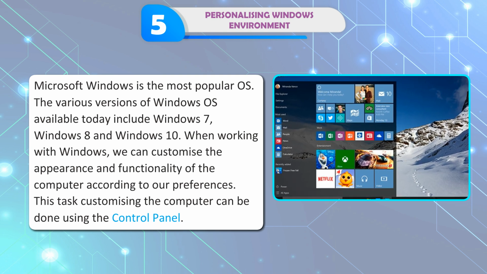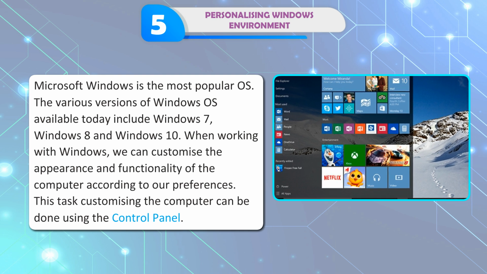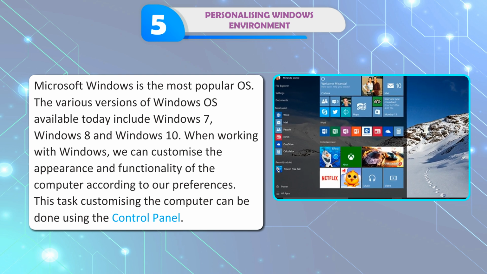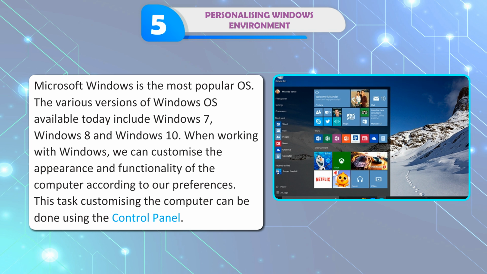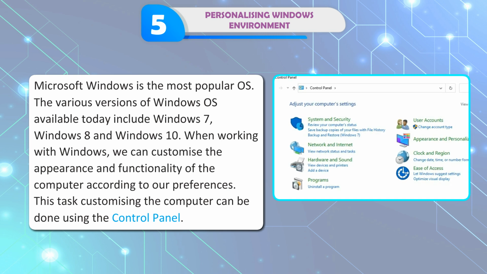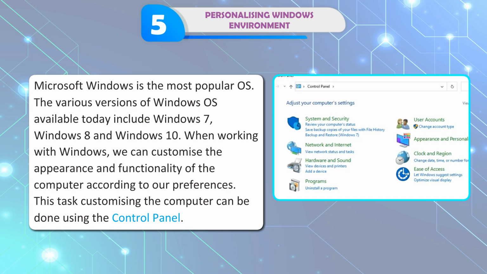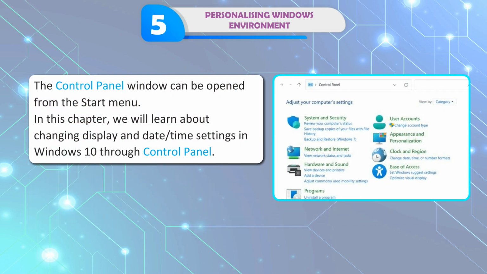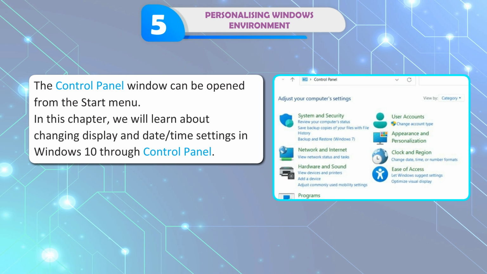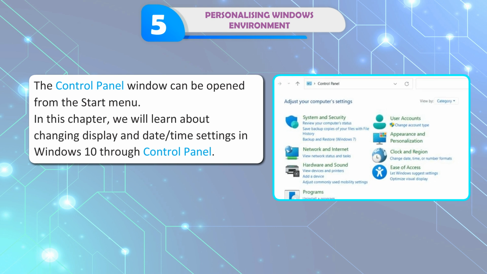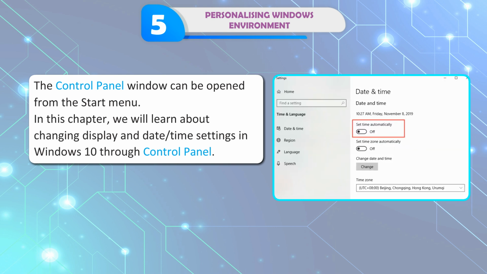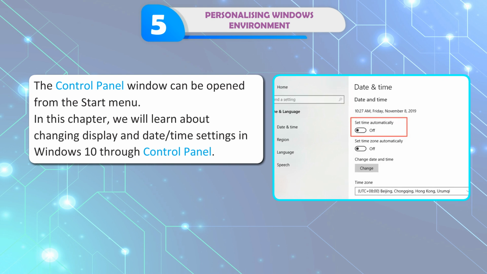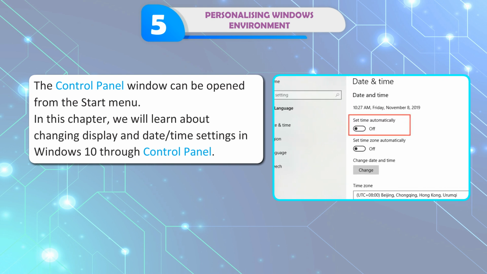When working with Windows, we can customize the appearance and functionality of the computer according to our preferences. This task, customizing the computer, can be done using the Control Panel. The Control Panel window can be opened from the Start menu. In this chapter, we will learn about changing display and date or time settings in Windows 10 through Control Panel.